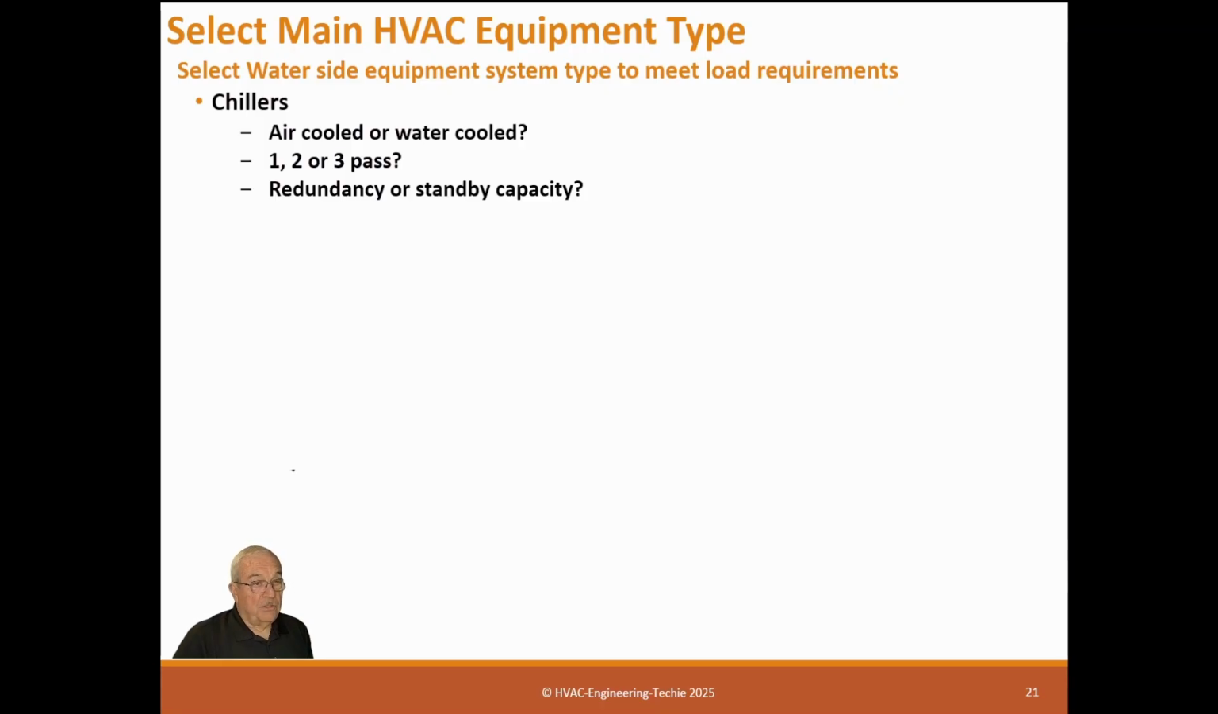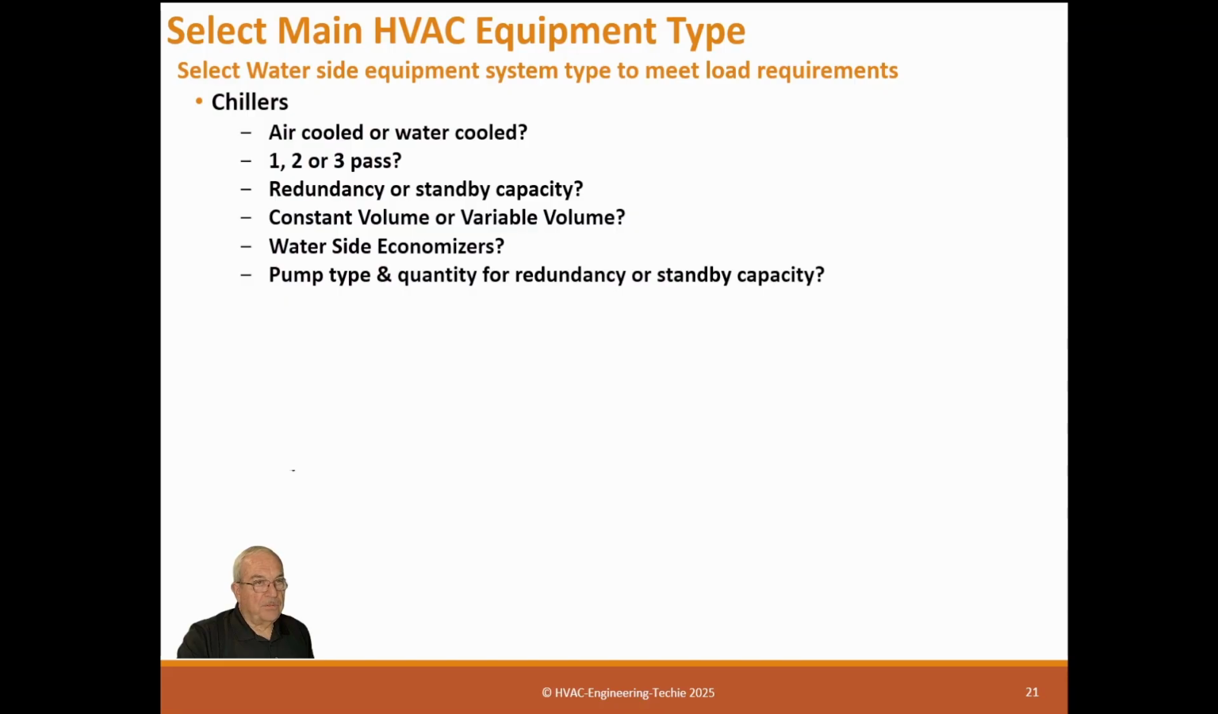If you have a job that has 2 chillers, do you tell anybody anywhere that 1 chiller is full load and 1 chiller is fully standby? Or are both chillers required for the load? They can figure it out eventually, but it really would be nice if you just explain it to everybody right up front. Constant volume or variable volume, water side economizers, pump type and quantity for redundancy or standby capacity.